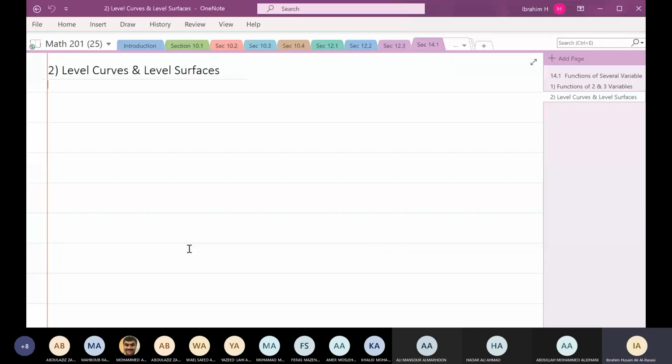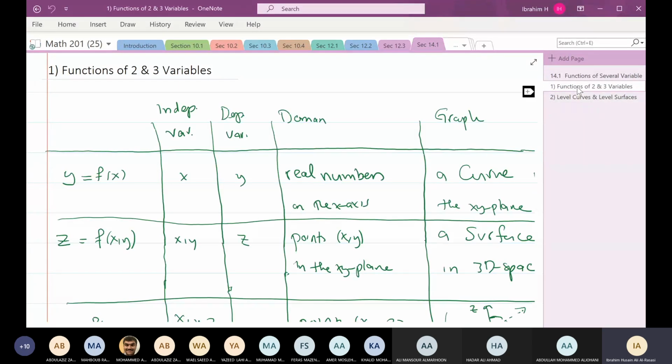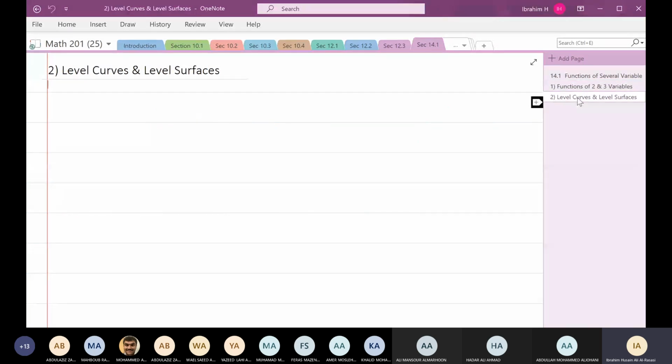Last time we considered functions of 2 and 3 variables, and we said the main points: you have to know how to find the domain always, sometimes the range, and sometimes the graph of some functions. The next point is a short point. It is about level curves and level surfaces.